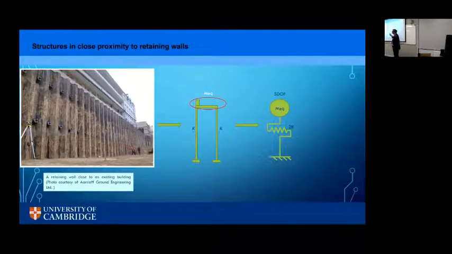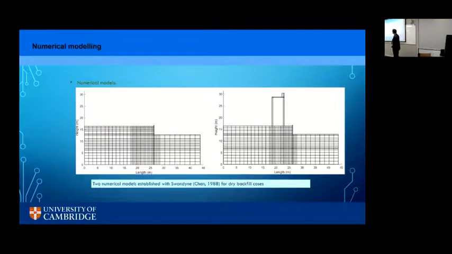Obviously the building is there behind the retaining wall. We just saw the retaining wall itself before. Now we got this extra problem of the building. Same thing is also true for ports and harbors, where you got crane structures running along the waterfront.